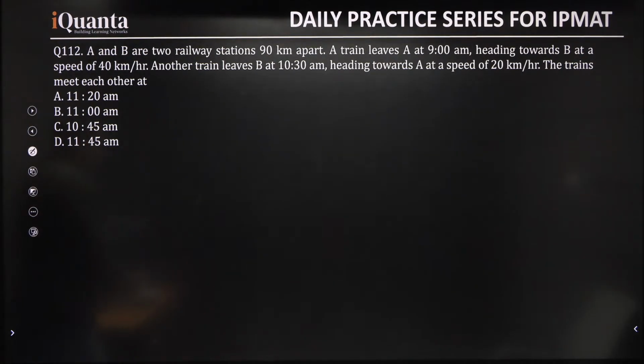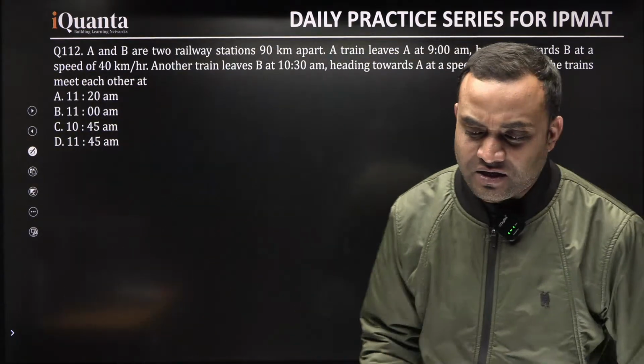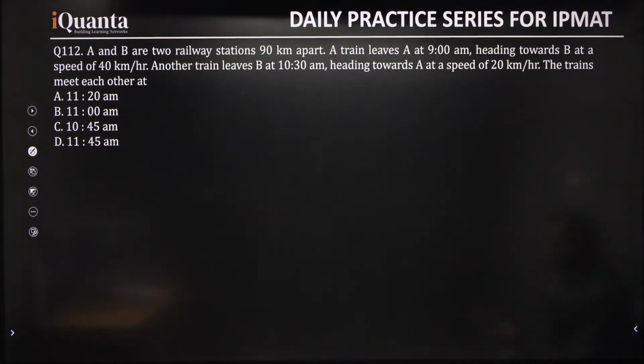नाउ दिस इज नॉट अ ट्रेन प्रॉब्लम, है ना. दिस इज नॉट अ ट्रेन प्रॉब्लम. ट्रेन प्रॉब्लम वी से वेयर लेंथ ऑफ द ट्रेन्स आर गिवन और ब्रिज इज गिवन or tunnel is given, something like that. This is usual relative speed question.